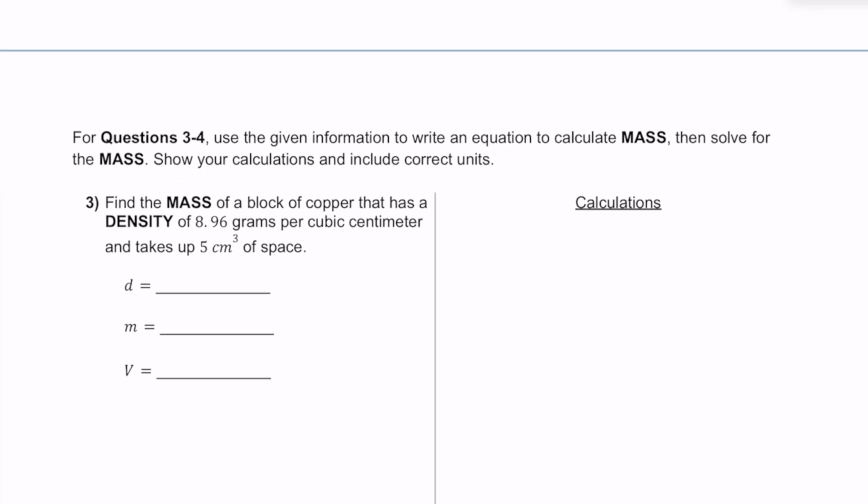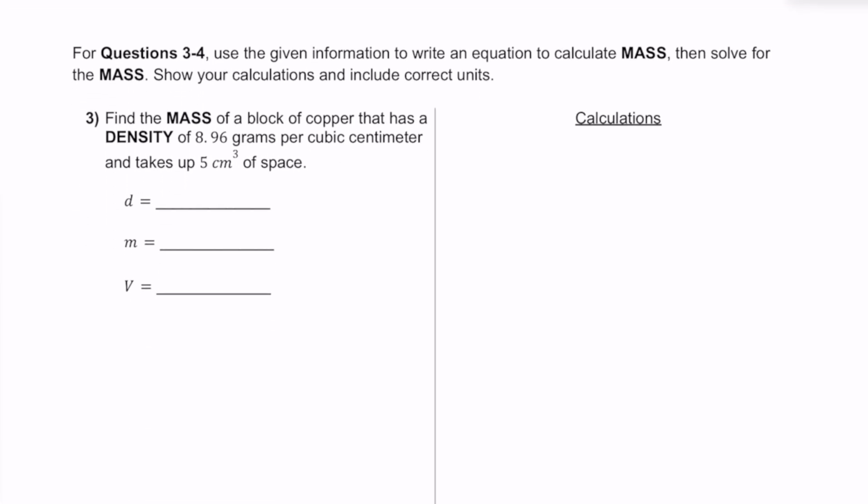All right, for these next couple problems, let's switch it up a little bit. In these ones, let's see if we can calculate the mass instead. So for these problems, we're going to look for the mass. So let's use a different version of that formula.